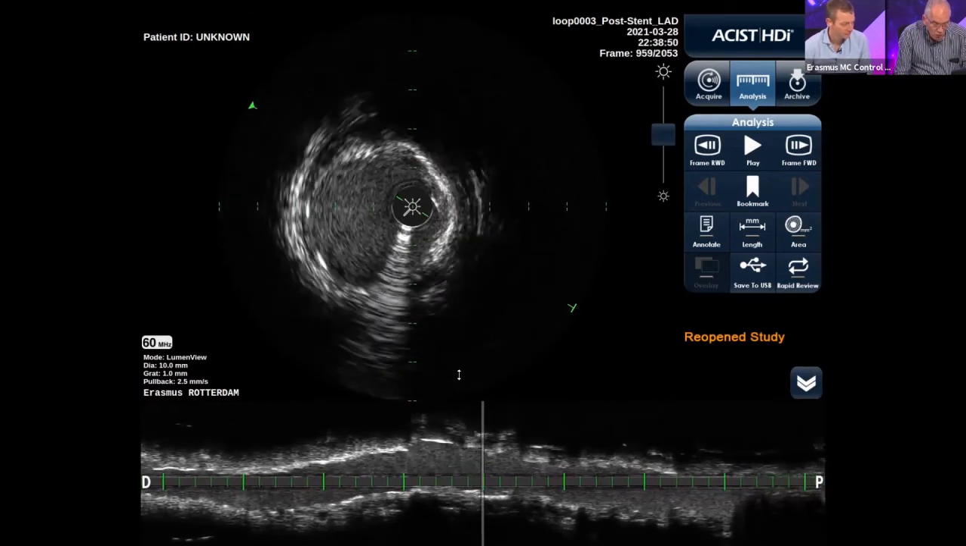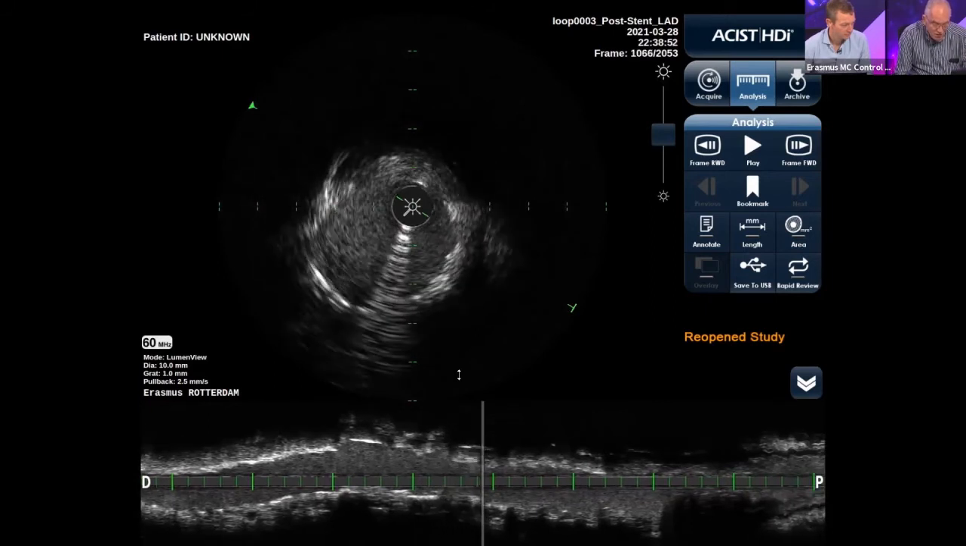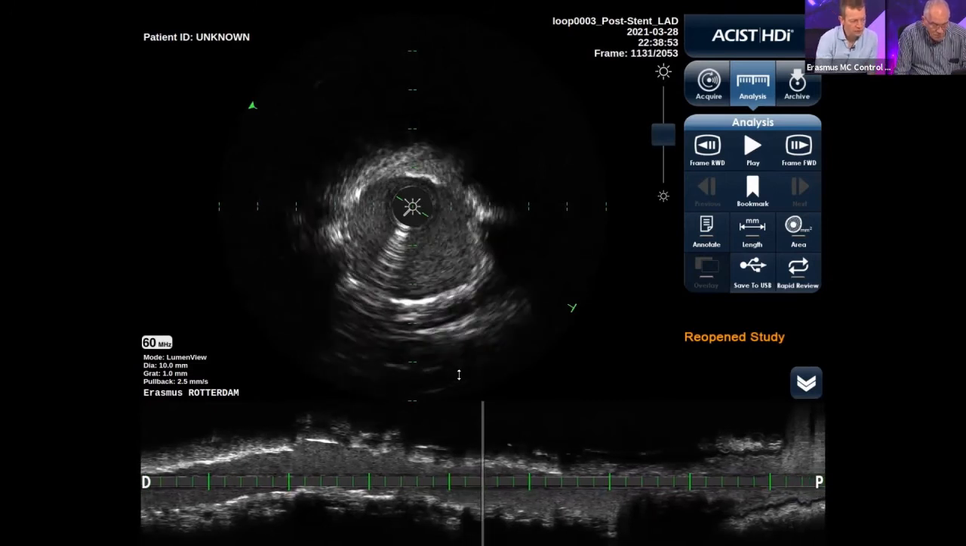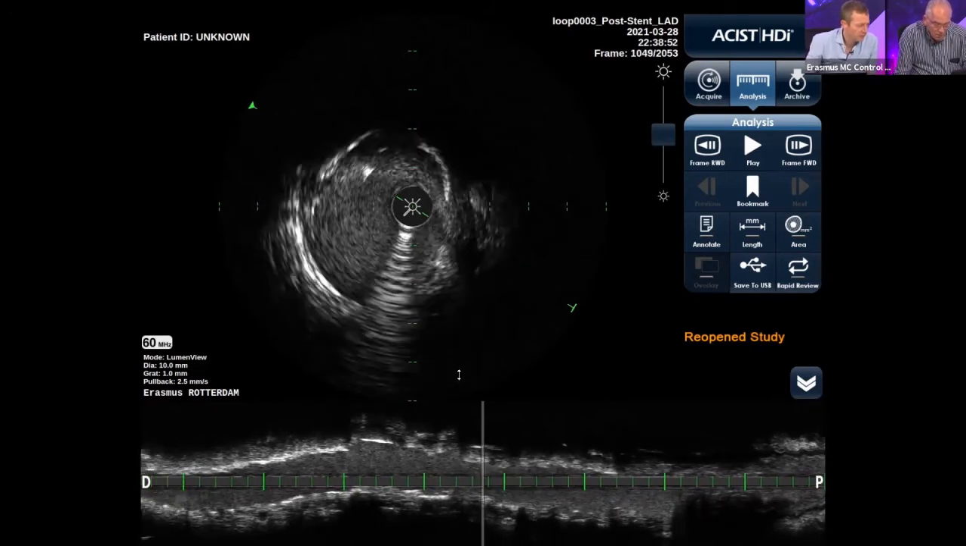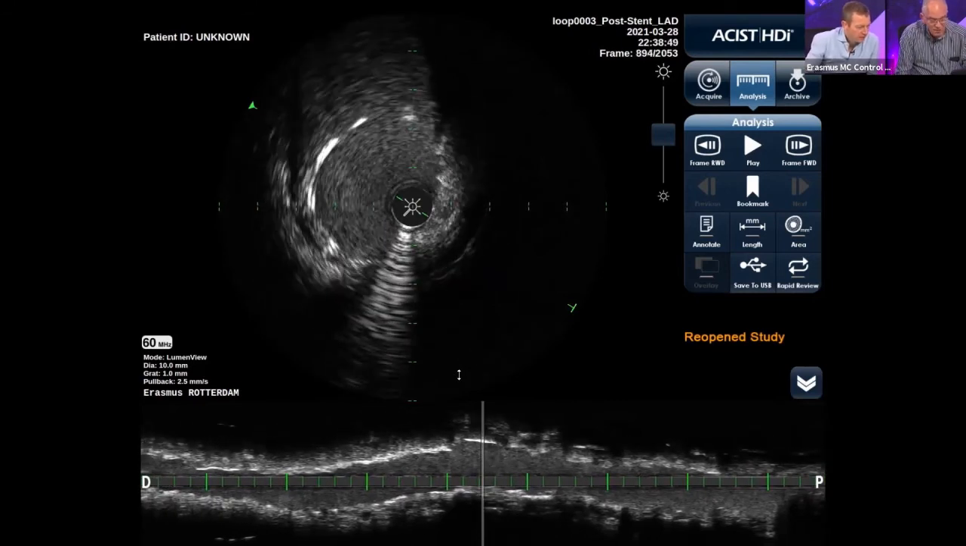So the side branch was jailed by the stent because all the stent struts were in front of that. That doesn't mean that it's bad, but it also, Jurgen, is quite reassuring. So if you use IVUS for bifurcation stenting, for instance, this is extremely helpful. If I do bifurcation stenting, I always do IVUS up front.